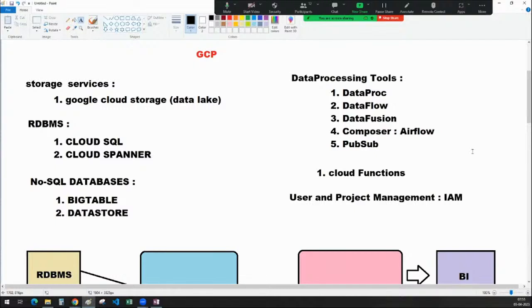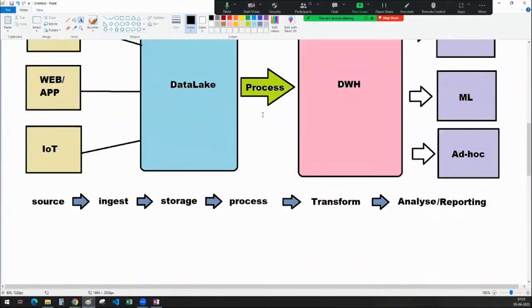So you will be able to see here data lake, Cloud Spanner, Cloud SQL, Bigtable, Dataproc, Dataflow, Data Fusion, Cloud Composer, Pub/Sub, Cloud Functions, and user and access management with the help of IAM. So these are all the tools that we are going to learn in a very detailed manner. Data processing is here.